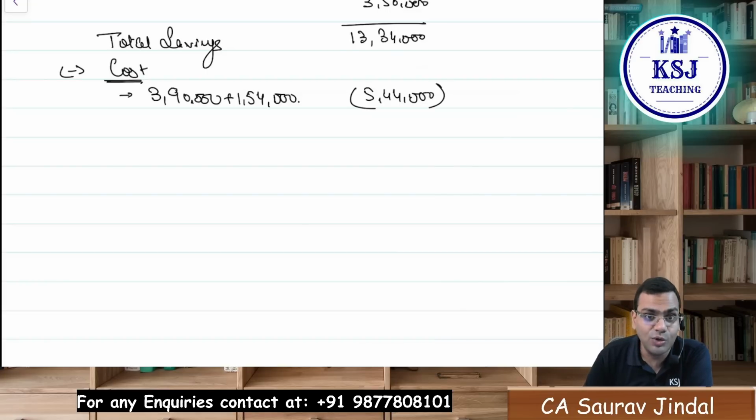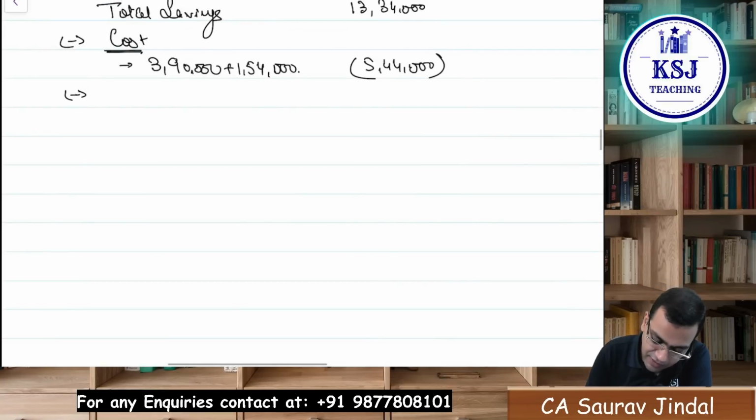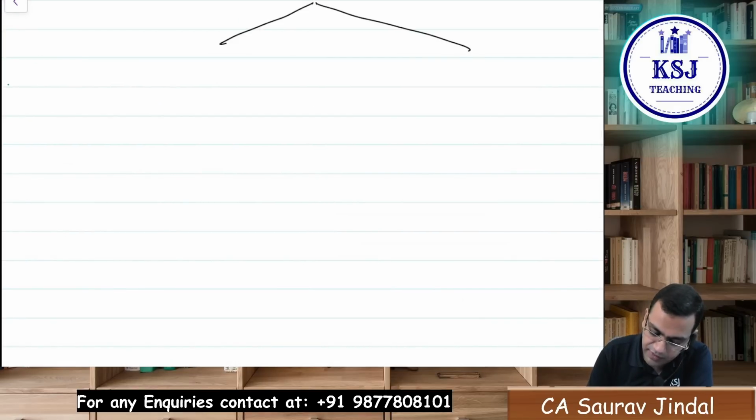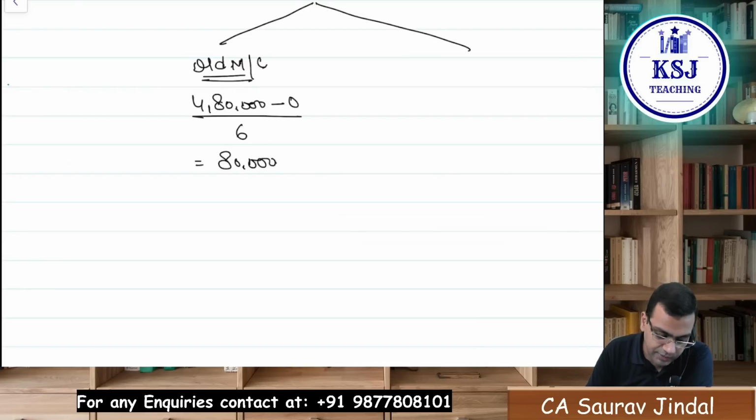Yes, sir. One more thing that we have to take, that is incremental depreciation. We will have to subtract one more thing here, that is incremental depreciation. How will you calculate incremental depreciation? Sir, for the old machine, the current value is 4,80,000. Salvage value of 0 at the end of 6 years, divided by 6. So 4,80,000 divided by 6, that is 80,000. This is the depreciation every year if we continue with the old machinery, right?